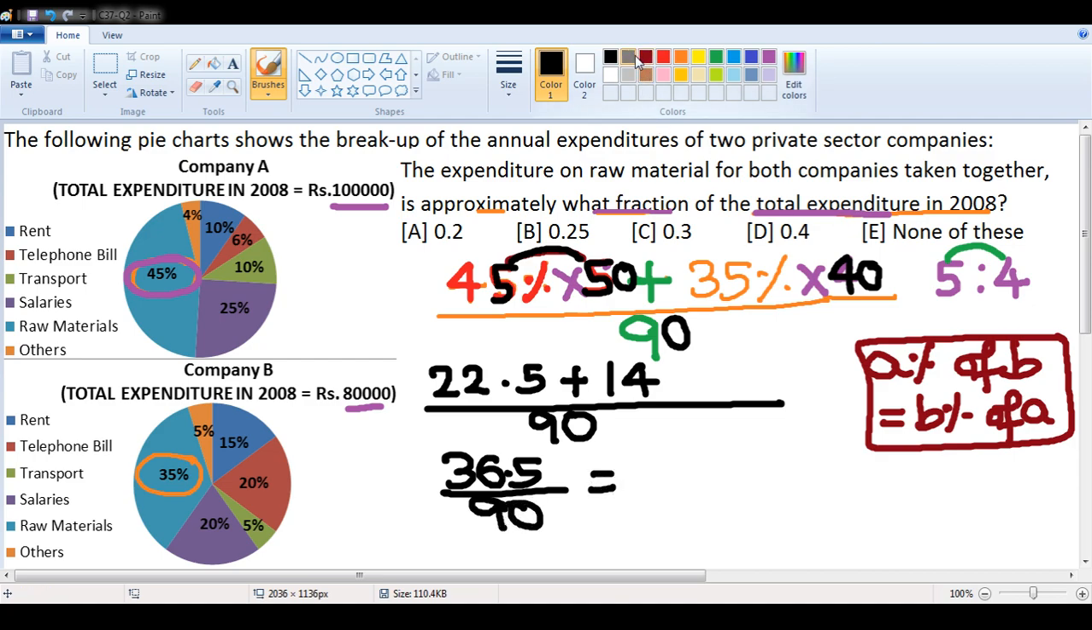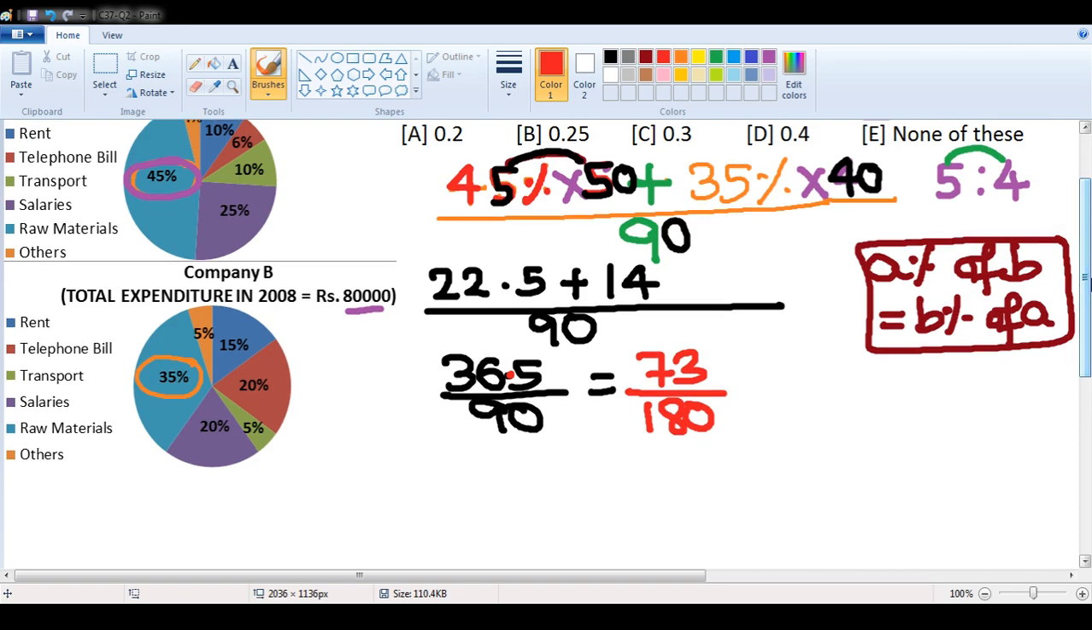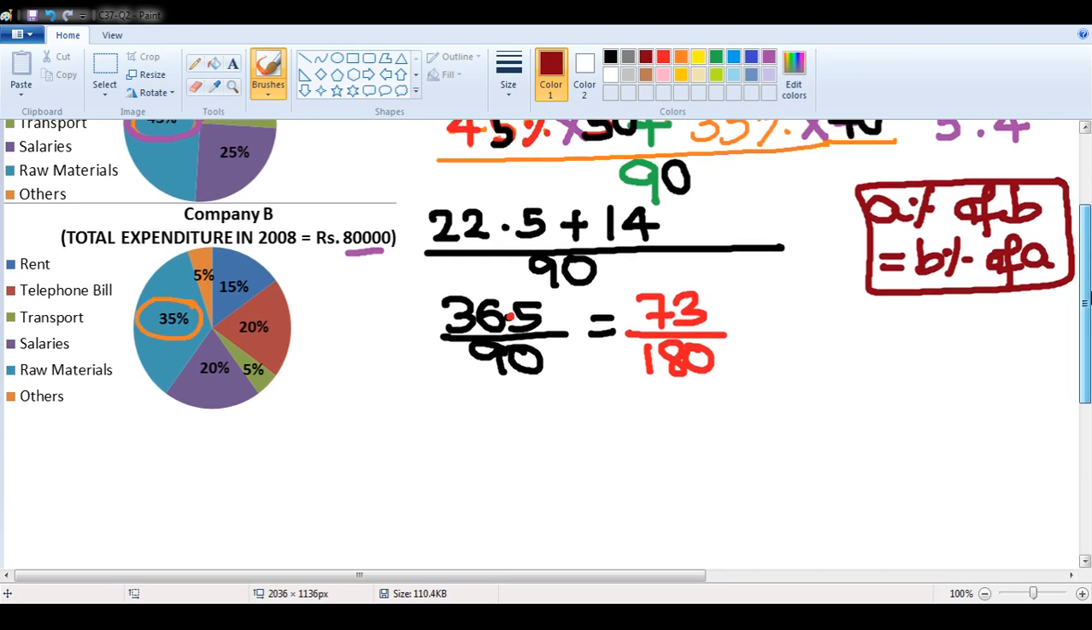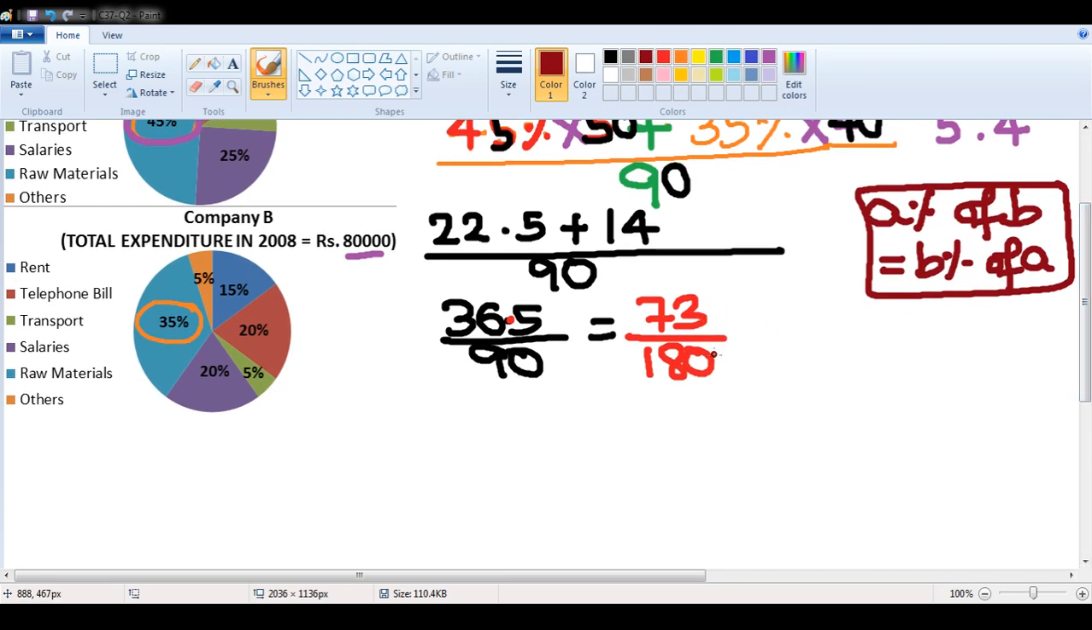Again, I don't want to work with decimal values. So multiply and divide by 2. So it becomes 73 divided by 180, right? Now I should find the approximate value of this fraction. 73 by 180, they both will not go together in any number. I already told you how to find these values.